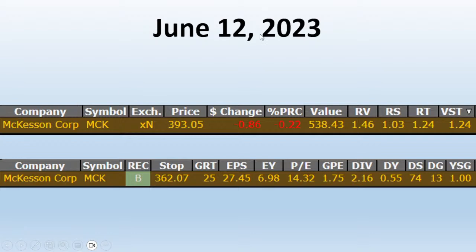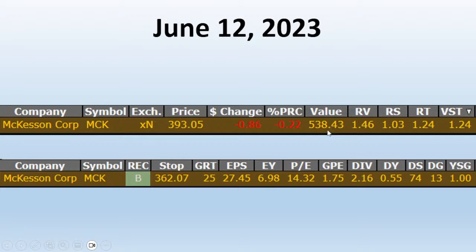So as of June 12, 2023, McKesson, it was priced right around $393. We think it's worth $538.43. So remember the goal of the fundamental analyst. He or she is looking to determine what the intrinsic value of the company is. We slap one on every stock every day. We put a value on every company. So all of that work that someone does to determine true intrinsic value, we do all that work for you. We take all that data, give you guys information.